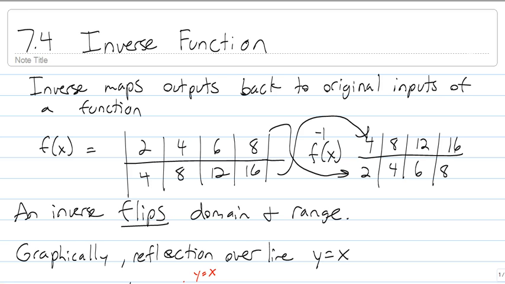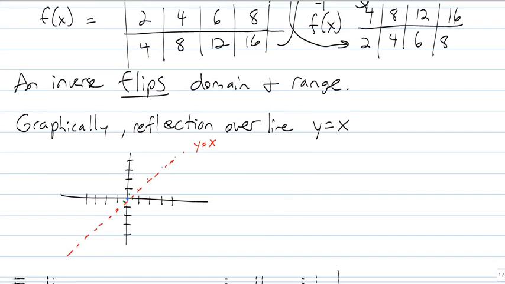We're going to do inverses today, and most of this is actually written down for you, but real quick, an introduction. Inverses basically flip everything that you're used to thinking about. It maps outputs back to original inputs of a function. So for example, if I give you a function where your x values are 2, 4, 6, 8, and your range or y values are 4, 8, 12, 16, the inverse function would have 4, 8, 12, 16 for the domain, or the inputs, and the range now becomes 2, 4, 6, 8. So basically it flips domain and range.